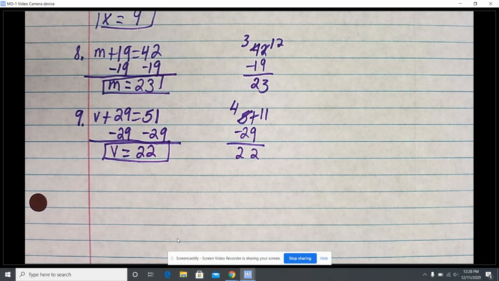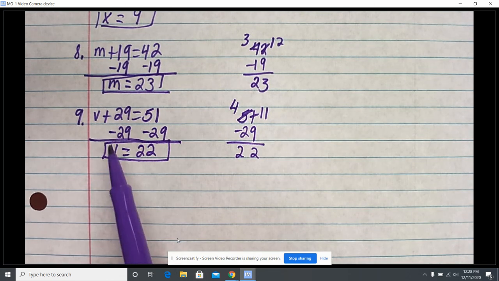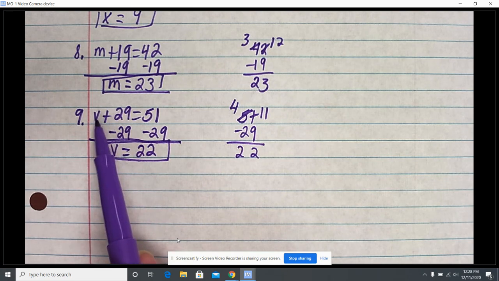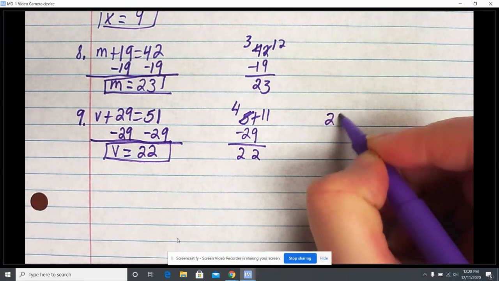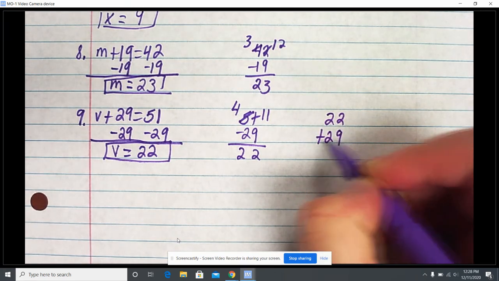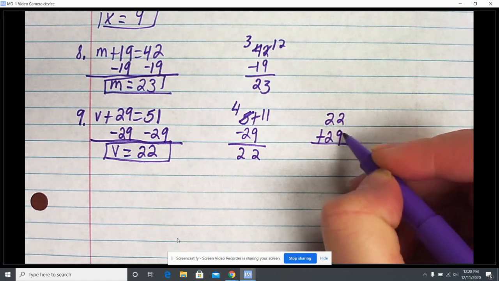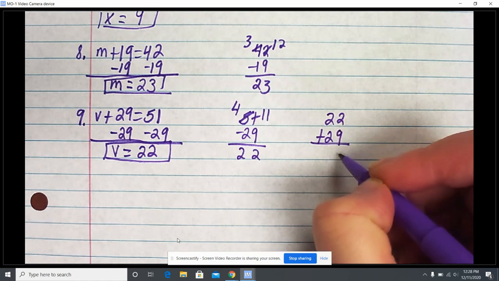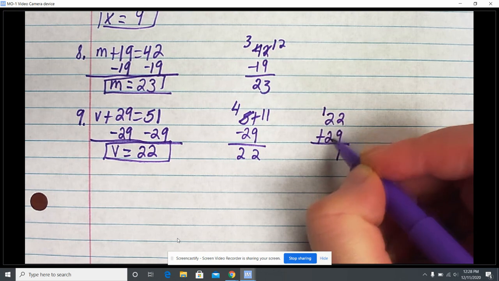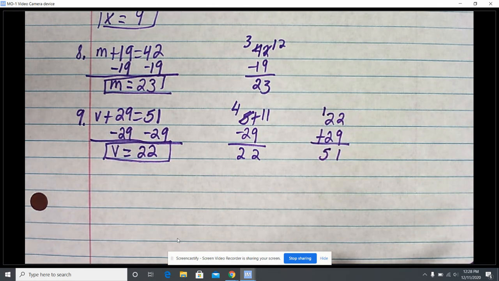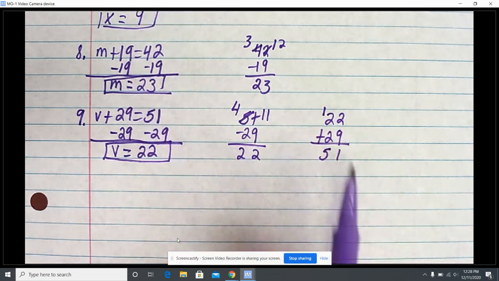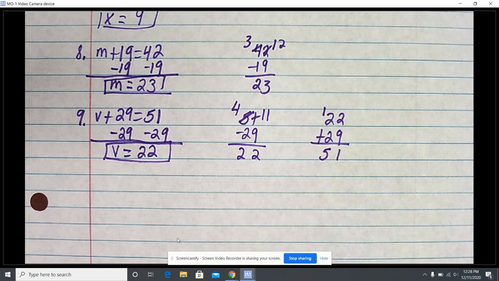And remember, you can always self-check yourself. You can substitute your v with 22. If I did that, then I can just see, 22 plus 29, so 9 plus 2 is 11. Put that up there. 2 plus 2 is 4, plus 1 is 5, so 51. So that is correct. That works. And you can do the same thing on the other ones too. And for any future problems from here on out, you can always use the substitute method to make sure that your answer is correct.